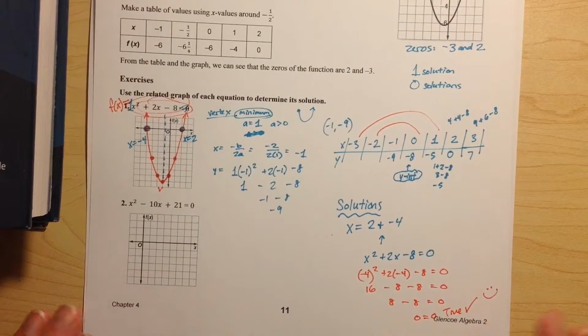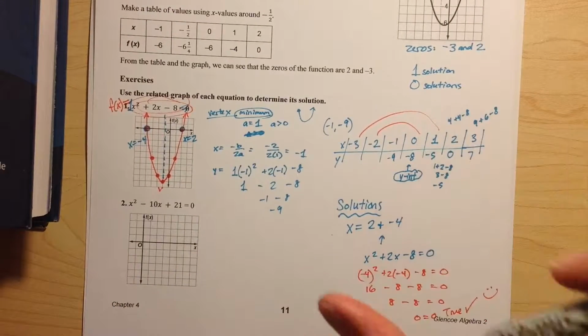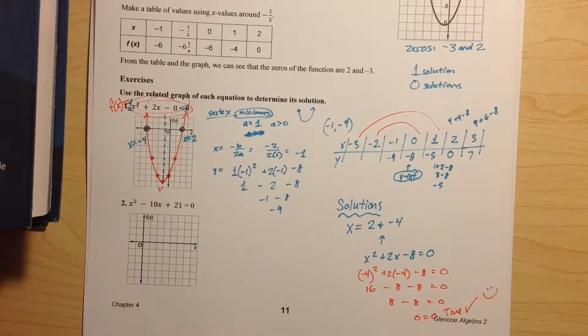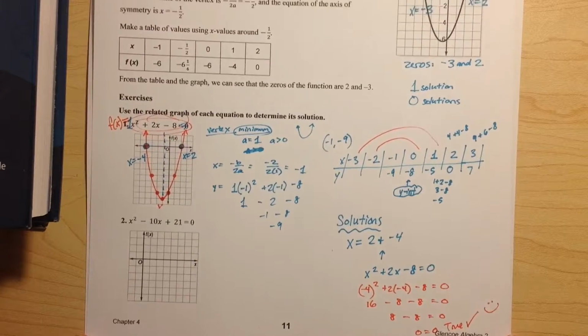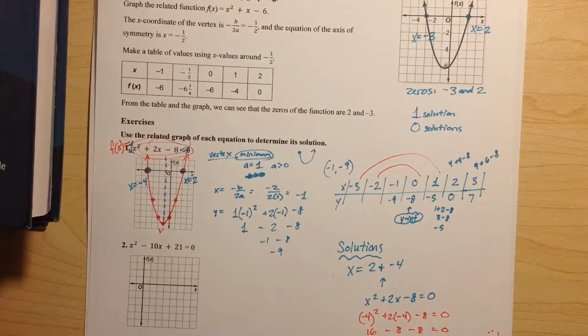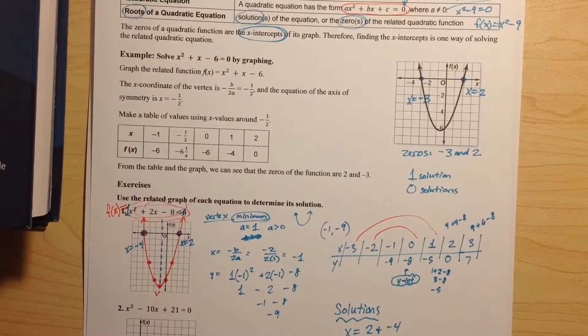There we go. So that is how we determine the solutions to a quadratic equation by graphing. Graph it, and then we'll set it equal to 0, then graph it, and then find the x-intercepts. That's all we've got to do. Alrighty.